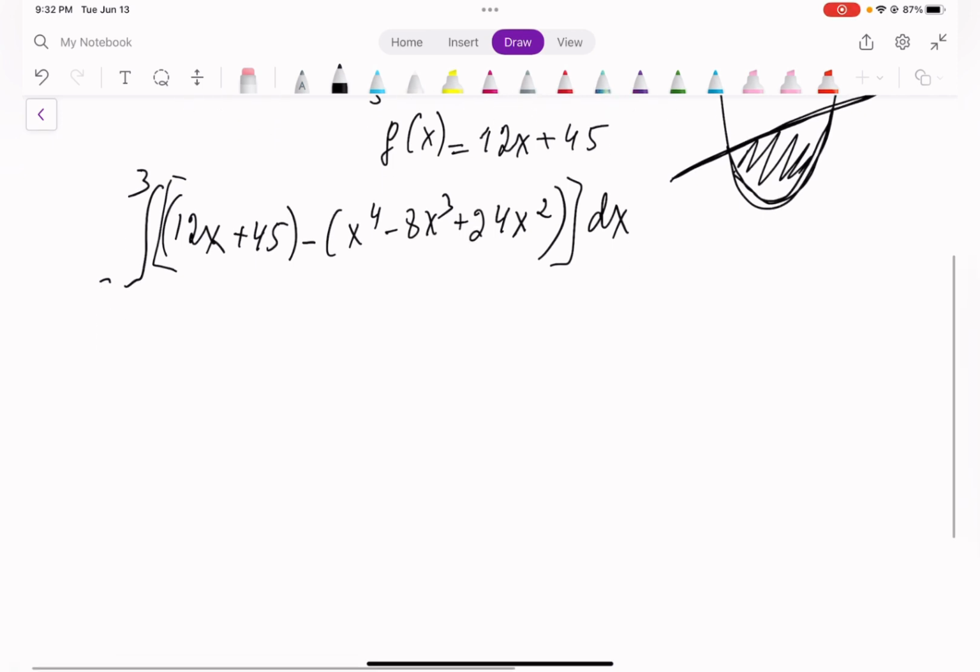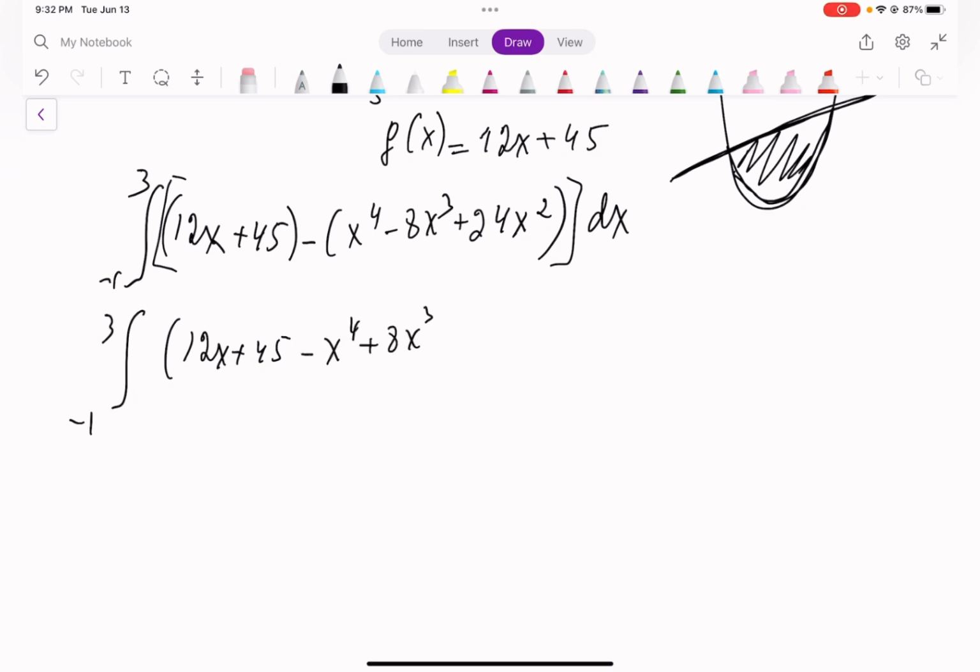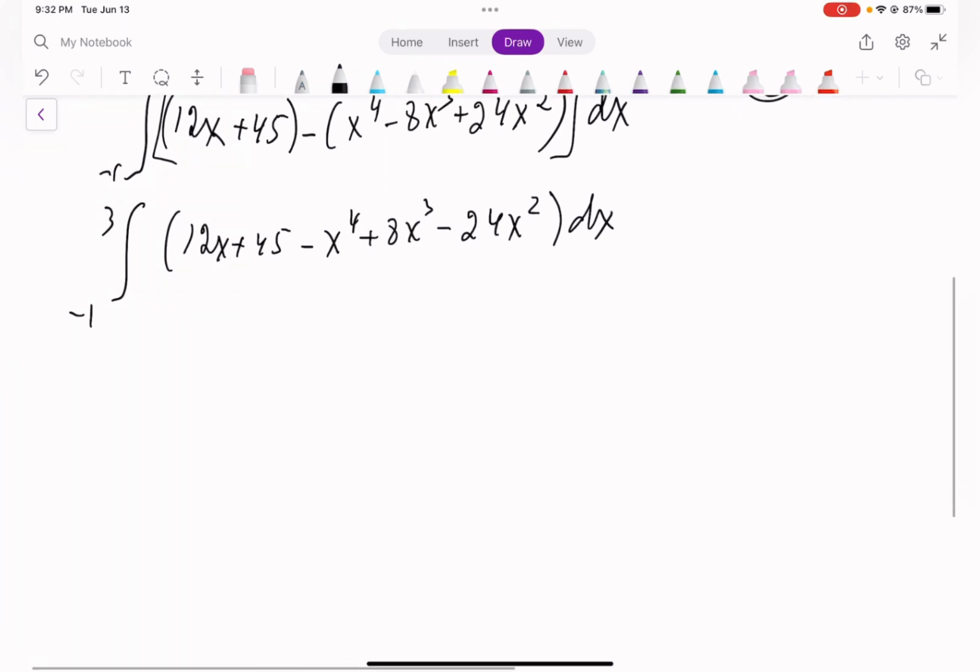Okay, let's get going. So -1 and 3. First of all, opening parentheses: 12x plus 45 minus x to the 4 plus 8x cubed minus 24x squared dx. Do we have any like terms? No. So we are going to take the integral right away. Just to remind you, the formula for the integral of x to the power n dx is equal to x to the power n plus 1 over n plus 1.